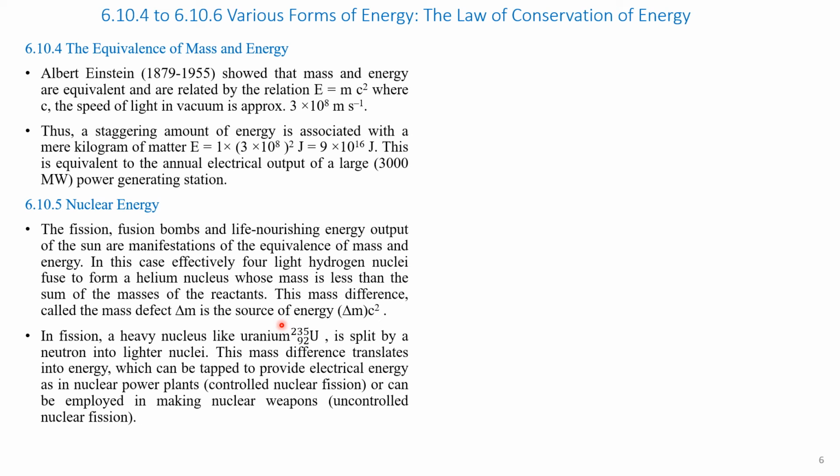That was fusion. In fission, a heavy nucleus like uranium U-235 is split by a neutron into lighter nuclei. This mass difference translates into energy, which can be trapped to provide electrical energy, as in nuclear plants. Controlled nuclear fission: if the fission process is controlled, it is a nuclear generating station or power plant. If it is uncontrolled, it is used for making nuclear weapons.